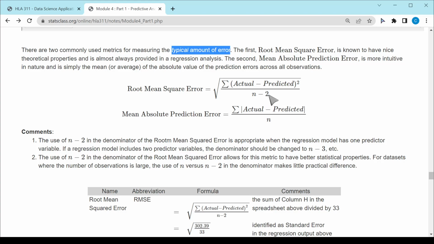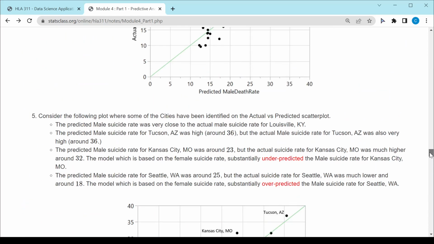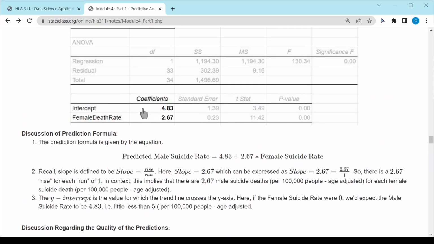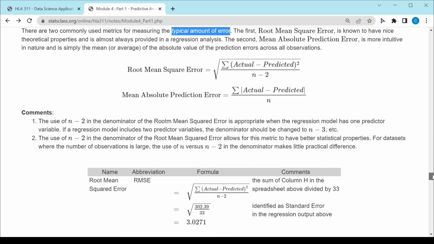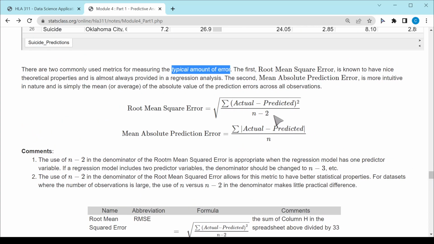2 is the appropriate number to subtract when you have one predictor. There's actually two things that are being estimated in your regression model, and that is the intercept and the slope. So the reason we're using n-2 is because there's two things that are being estimated in your regression model. If I had two predictive variables and then an intercept, I would want to use n-3 here.